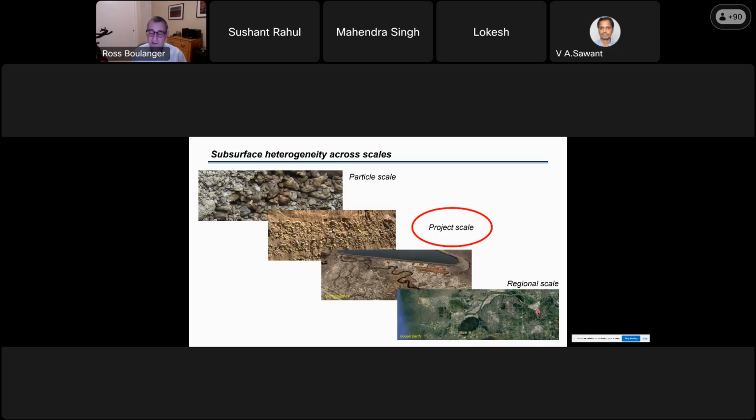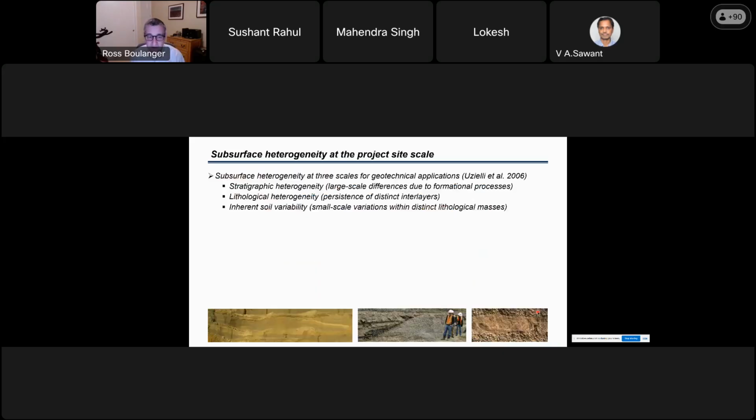We're at the project scale. And when we look at things at that scale, we can take the heterogeneities and treat them in 3 categories for practical purposes. Those 3 categories are stratigraphic heterogeneity. These are the large scale differences that come from formational processes.